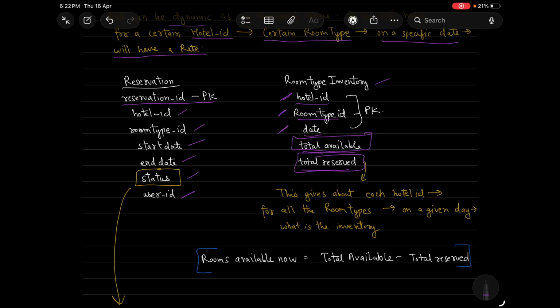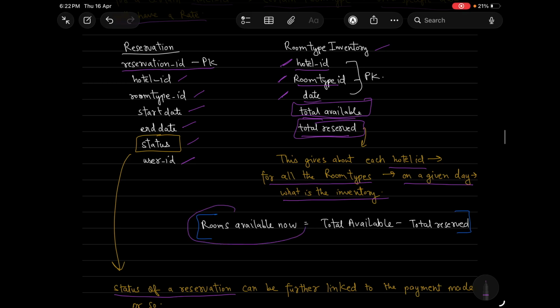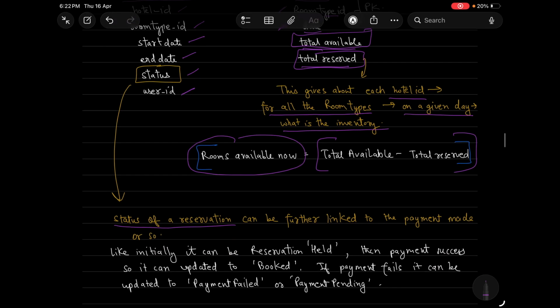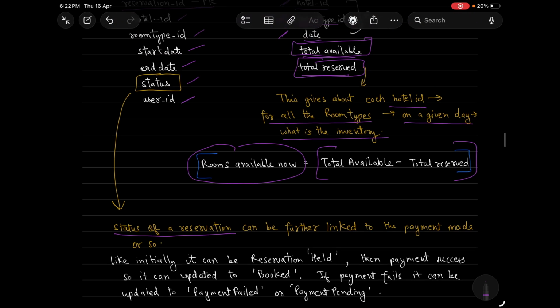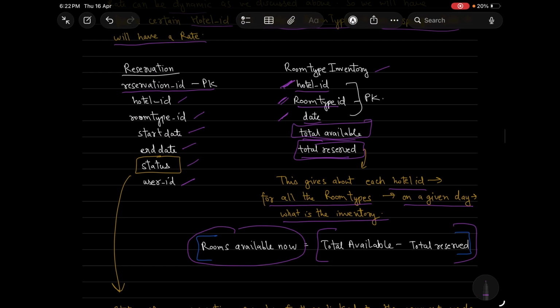Similar thing, this gives us, for each hotel ID, for all the room types on a given day, what is the inventory of the rooms. Rooms available now is basic maths: total rooms minus total rooms that have already been reserved gives us the total number of rooms available at present for that specific hotel ID of those specific room types on a given date.